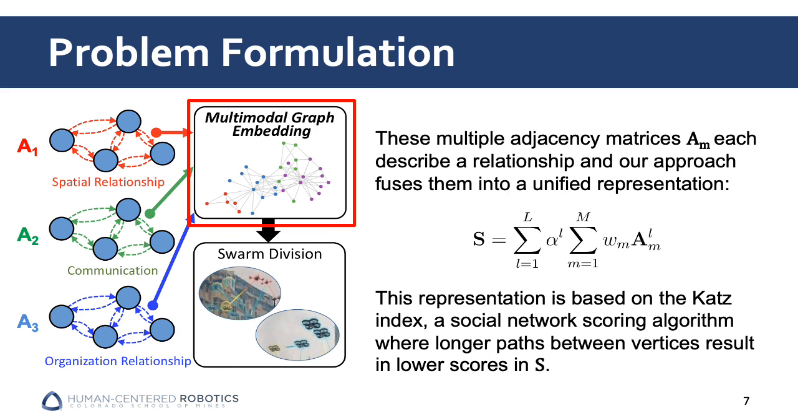Our approach is inspired by a social network scoring algorithm called the CATS index. In this method, the closer that two vertices are connected and the more paths that exist between two vertices results in a higher similarity score. We create a new extended multimodal CATS index, which allows us to integrate multiple graphs using the paths in all graphs simultaneously. This results in a unified representation S with the same dimensions as each adjacency matrix.